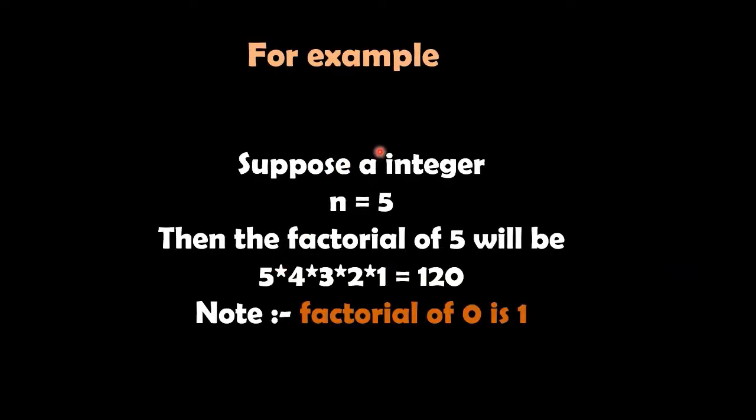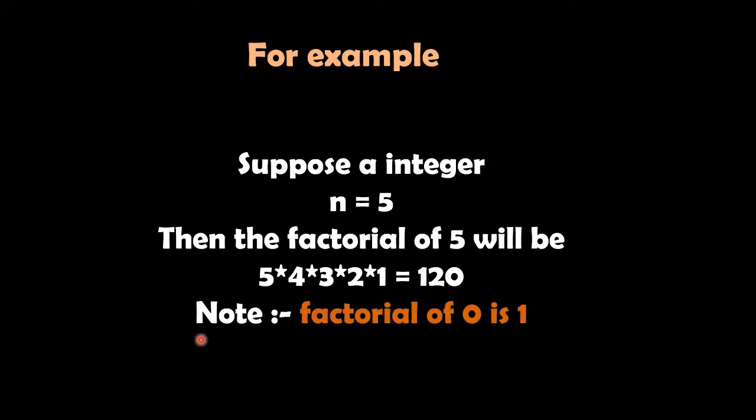Now, after understanding the formula for finding the factorial of n, let's move on to the example part. Suppose you want to find the factorial of n equals 5, then you can apply the formula easily. As the formula says, n into n minus 1 into n minus 2, and so on up to 1. Here I have applied the same formula and got the answer 120. So the factorial of 5 is 120.